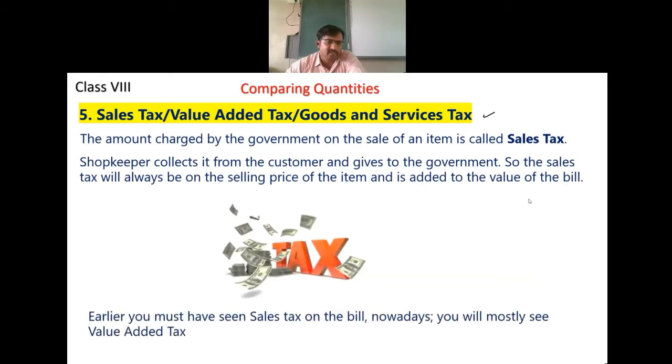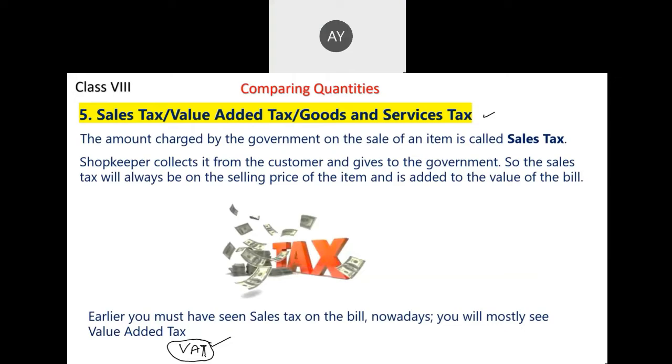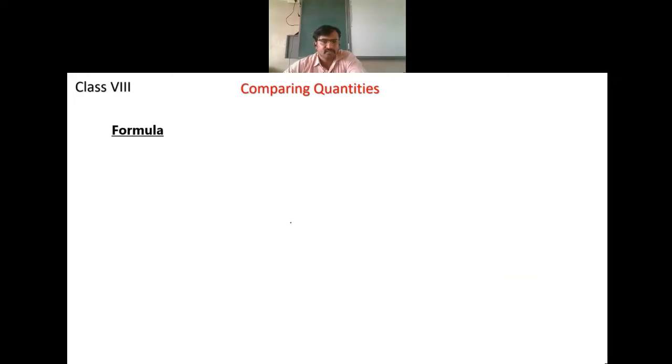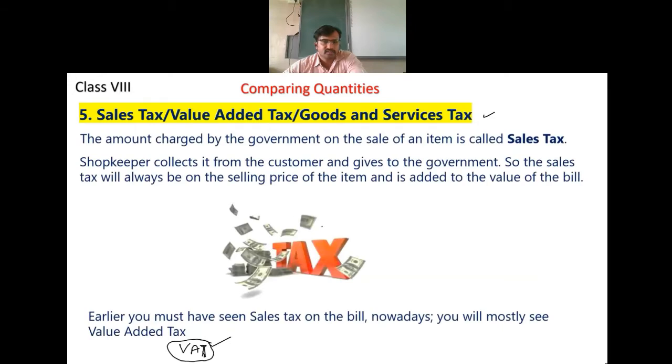Earlier you must have seen sales tax. Nowadays there is something called VAT, value added tax. On most items they charge VAT. Even on bills in a hotel, some percentage of extra money is collected. That is called VAT. Sir, where do they deposit this tax? To the government, they deposit the tax.